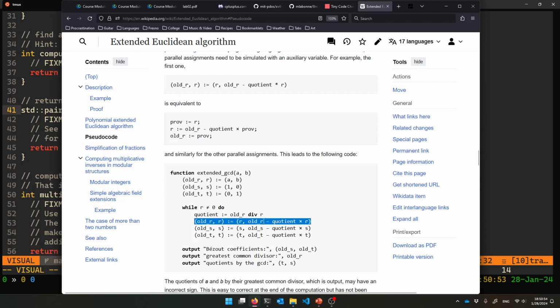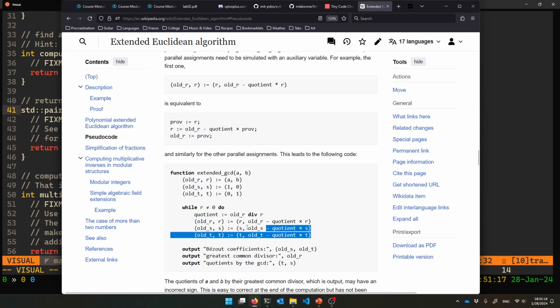Okay, so just think about that. This is a parallel assignment. Okay, so these are both happening at the same time. Old R becomes R, and then also R becomes the old R at the same time. So read more about that because you might overwrite things a little too soon. So just look into that. You have to do something like this. It's really a 3-step process rather than just a 2-step process.